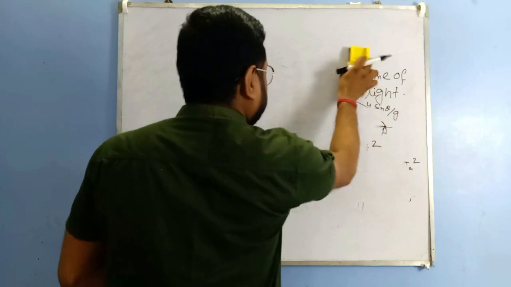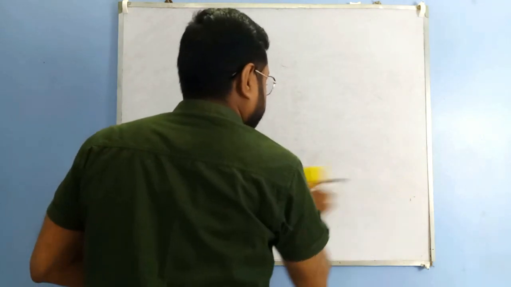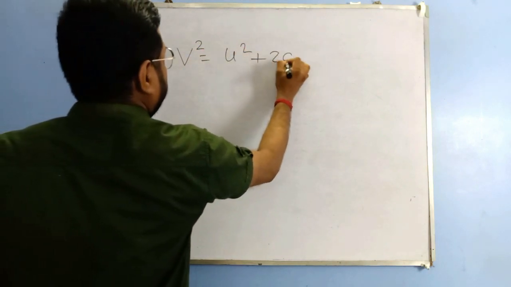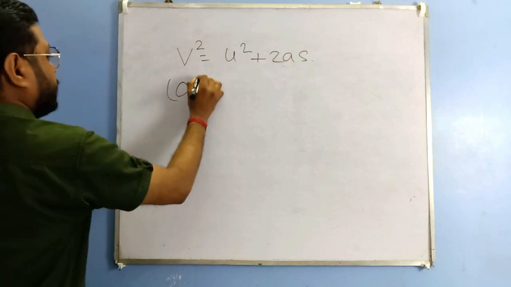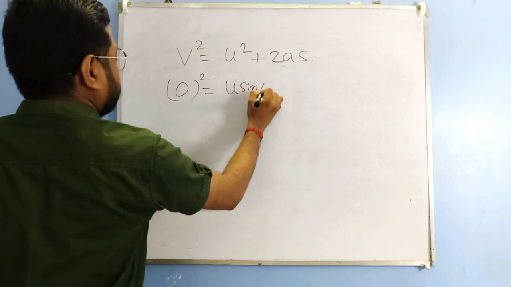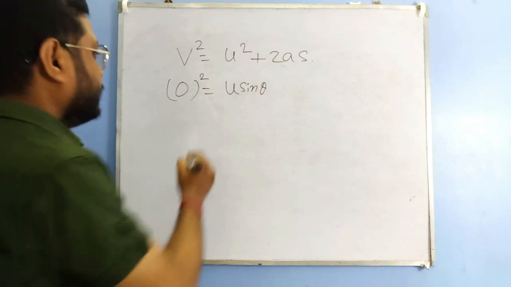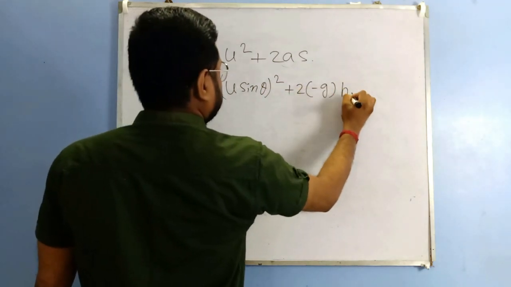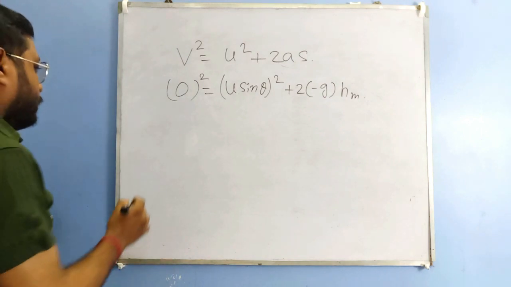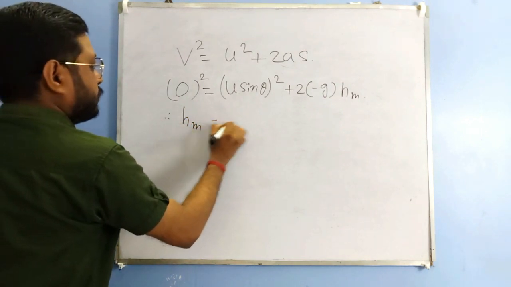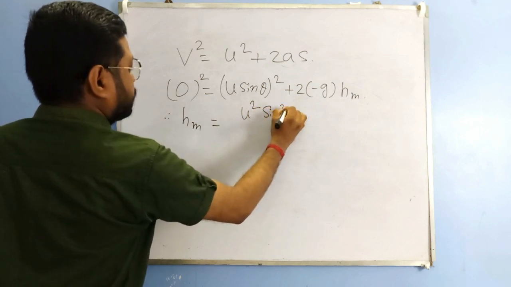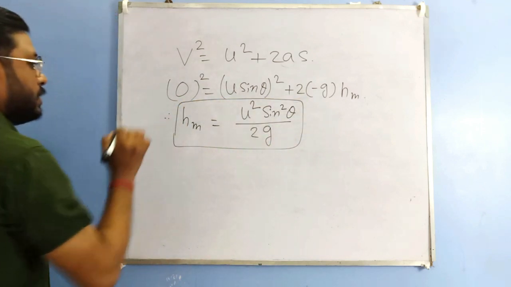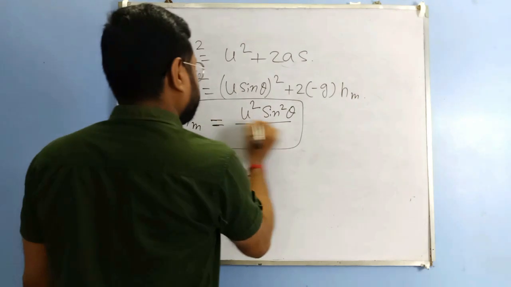So let us take the maximum height. From the equation v square equal to u square plus 2as, at maximum height v equal to 0, u becomes u sin theta, the initial velocity in the vertical direction, square, plus 2 into minus g into h, where h becomes h maximum. Therefore hm equal to u square sin square theta by twice g.